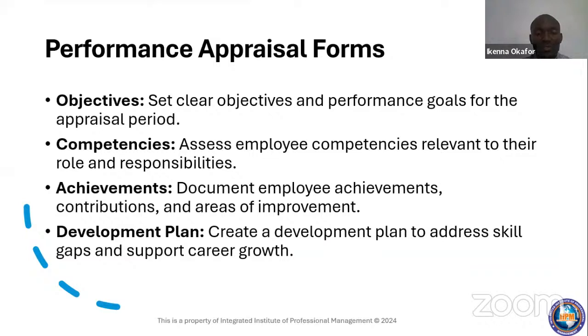Performance appraisal forms should have clear objectives. Where should these clear objectives come from? The job description, and they should translate to the KPI or KRA, which you are going to use as a basis to appraise the staff. Competencies: assess employee competence, relevance, and responsibility. So looking at how savvy this person is with computers, how quick he is to think, all those kinds of things. Then achievements: document employees' achievements, contributions and areas of improvement.